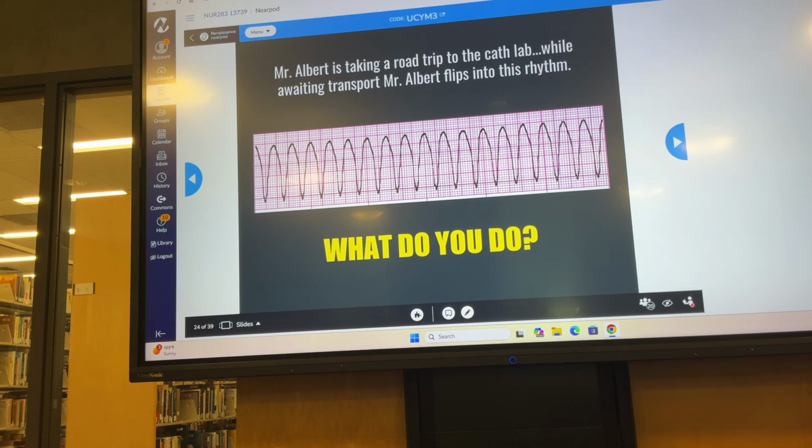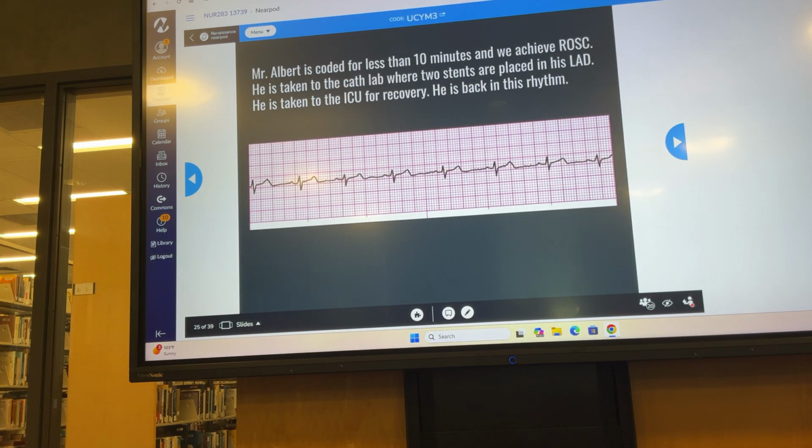Questions? Okay. Mr. Albert is coded for less than 10 minutes and we achieve ROSC. Return of spontaneous circulation. So he has a pulse, he's great. He's taken to the cath lab where 2 stents are placed in his LAD. He is taken to the ICU for recovery. He is back in this rhythm. What do we think about that rhythm? Thank goodness. What's the rate? 80, right? Sinus rhythm. So we fixed it.